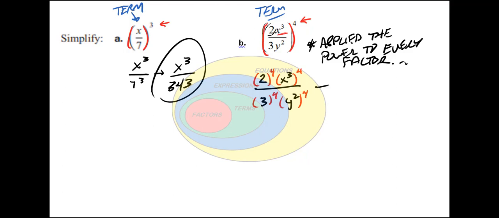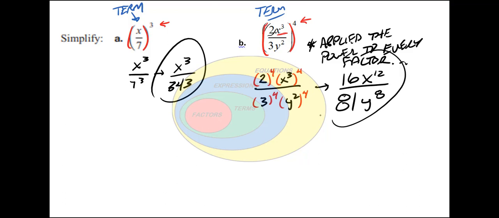So now when we simplify, we have a fraction: 2 to the fourth would be 16, 2, 4, 8, 16. x cubed to the fourth, we're multiplying exponents. This would be x to the 12th. In the denominator, we have 3 to the fourth, which is the same as 3 squared times 3 squared, or 9 times 9, 81. And then y squared to the fourth, multiplying exponents, would be y to the 8th.